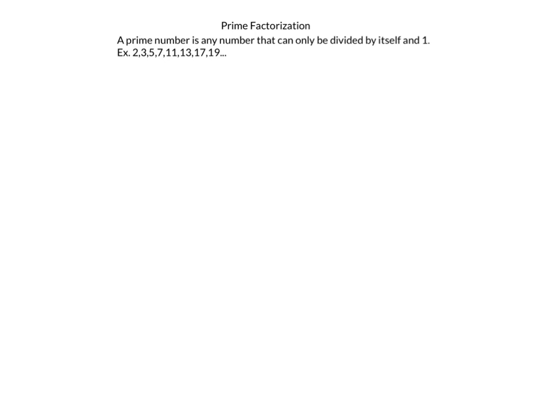Today we're working on prime factorization. Before we can even start finding the prime factors of a number, let's talk about what a prime number is. A prime number is any number that can only be divided by itself and 1. So prime numbers only have 2 factors, and we'll talk about what factors are in a little bit. Examples of prime numbers are 2, 3, 5, 7, 11, 13, 17, 19, and so on.